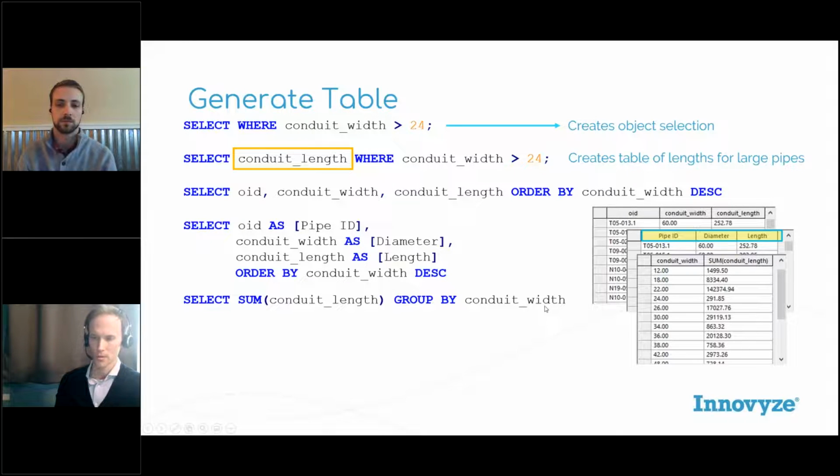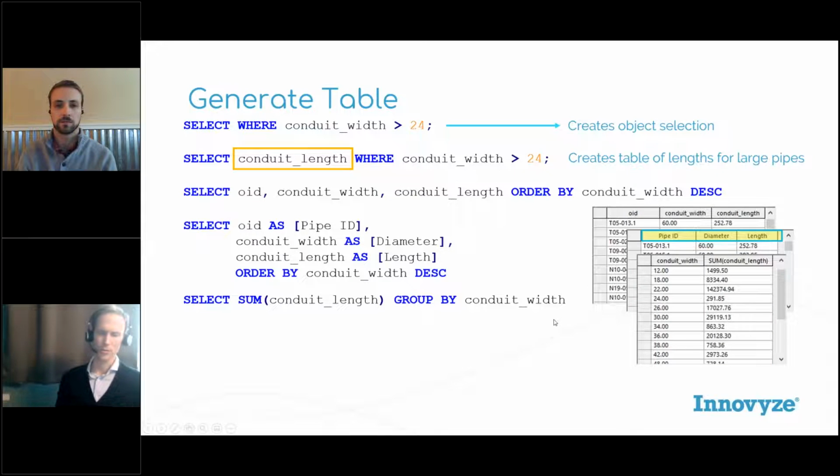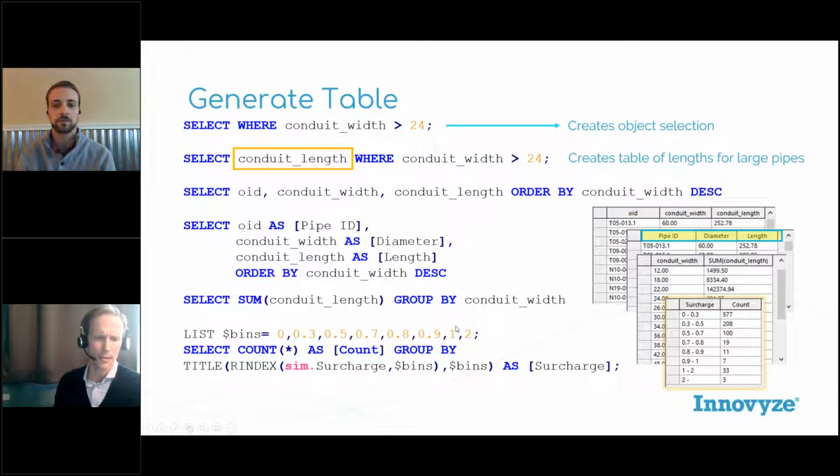And so that's useful. But what if we want to do a table like this, but we want to group it by a field that is more continuous, such as surcharge, or something where it doesn't fit into easy bins? What if we want to define our own bins? You can do that using the R-index function. I hadn't used this much myself, but it's definitely useful. And so this is the syntax.